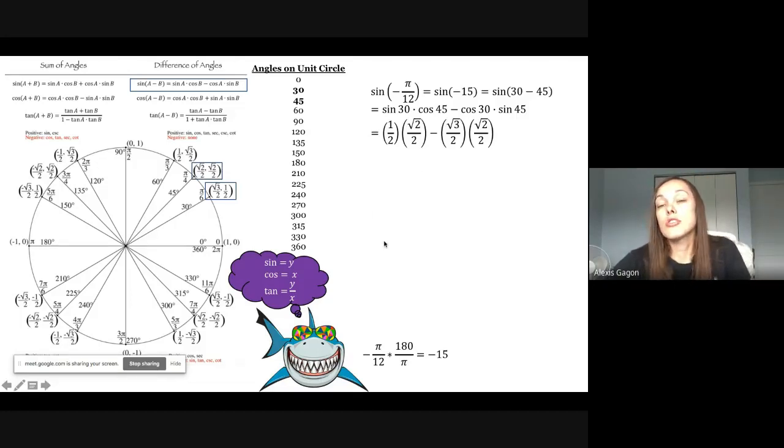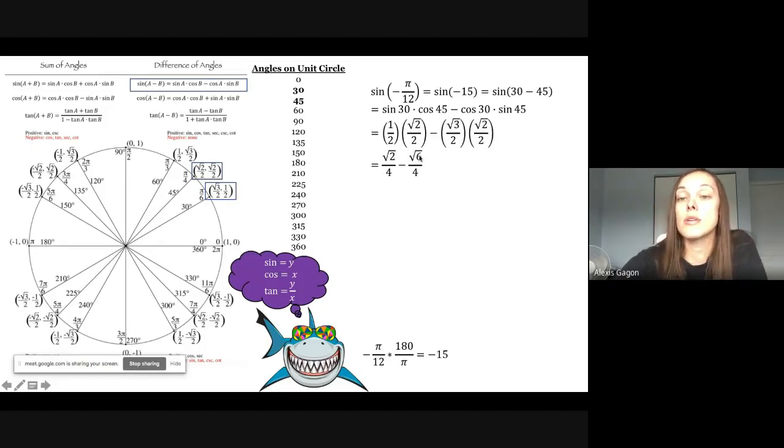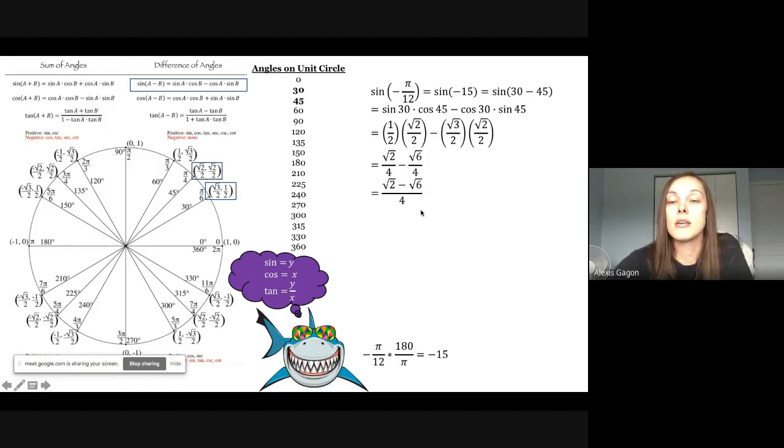And then we can just multiply. So that's going to be 1 times the square root of 2, which is square root of 2. 2 times 2 is 4. And then minus square root of 3 times square root of 2, which is square root of 6, over 4. Which gives you square root of 2 minus square root of 6 over 4. Which I think is the same as the last one. And a lot of these do end up the same.